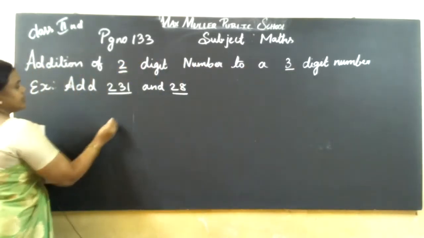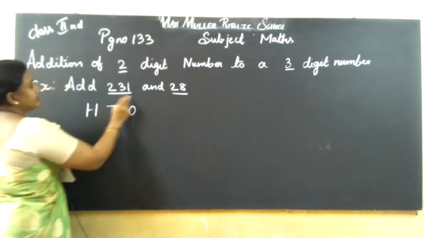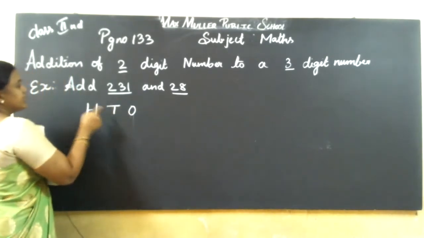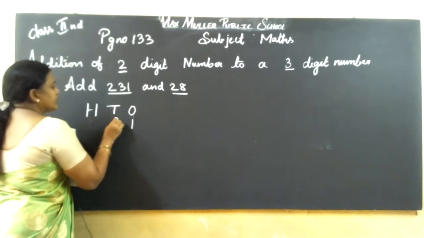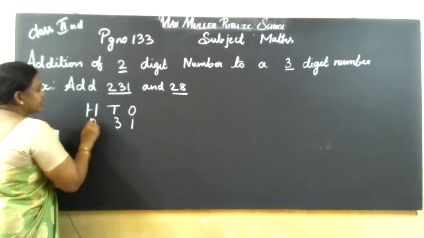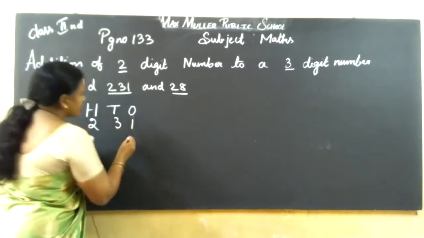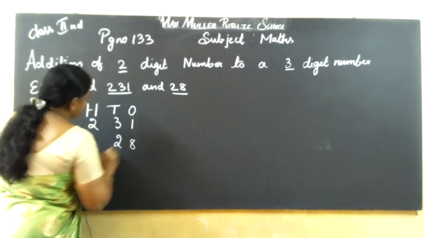Here, 3-digit number, 2-digit number. For a 3-digit number, we will write ones, tens, hundreds. If 2-digit, only ones and tens. So 1 you write in the ones place, 3 you write in the tens place, 2 you write in the hundreds place. Here only a 2-digit number. So 8 you write in the ones place, 2 in the tens place. Plus.